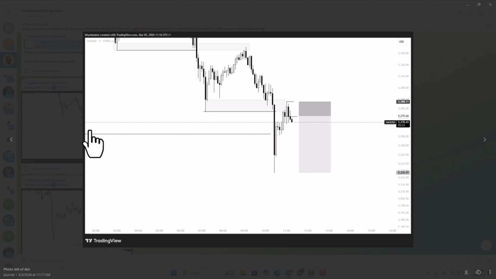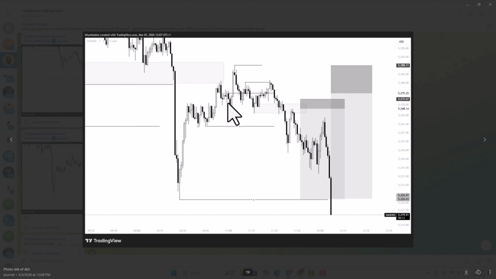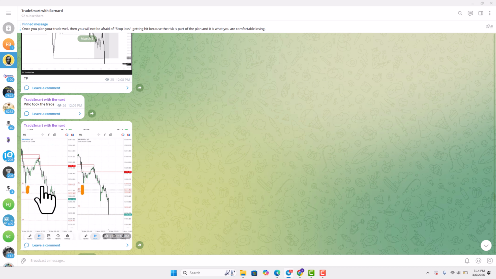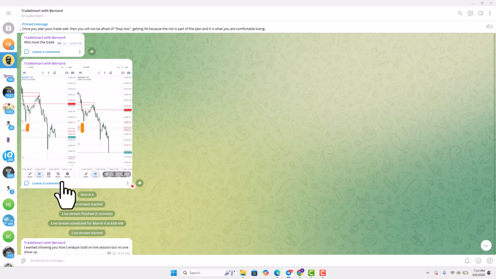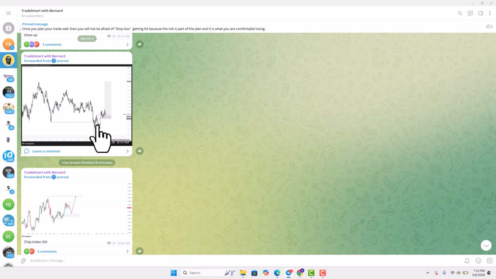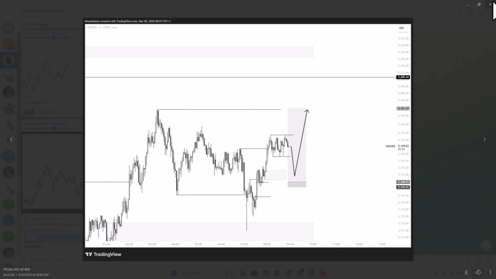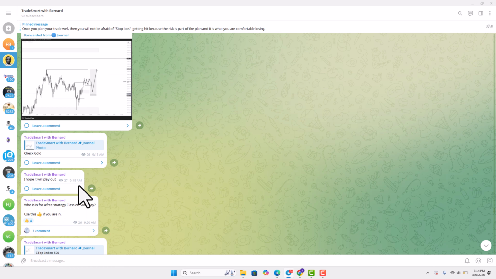This was the setup before it happens. I posted it, and this was the outcome of the trade using the method or setup I'm about to show you. This is also the entry I took, and I have another setup here. Here is another setup I took, and here is another one. So I use this almost every day.